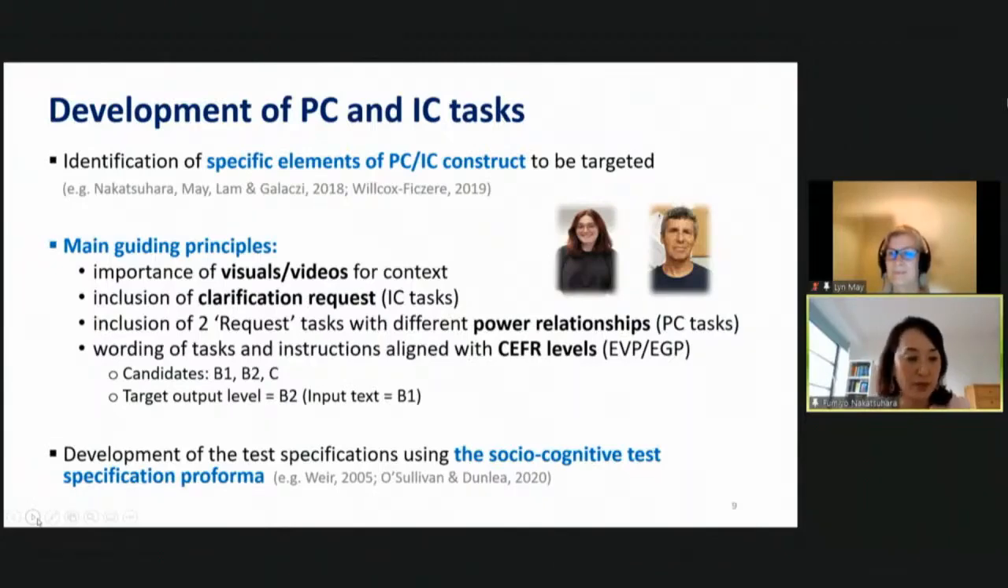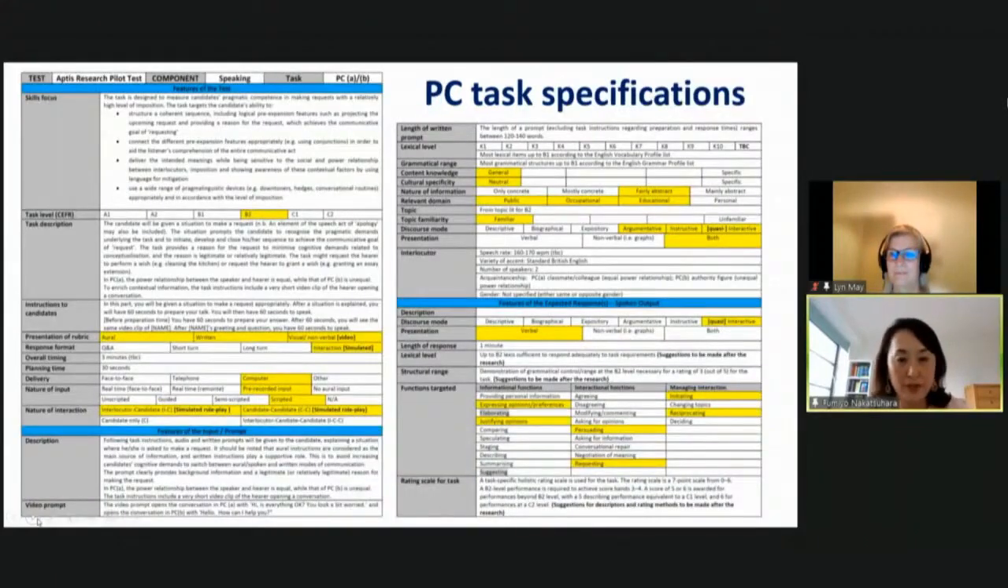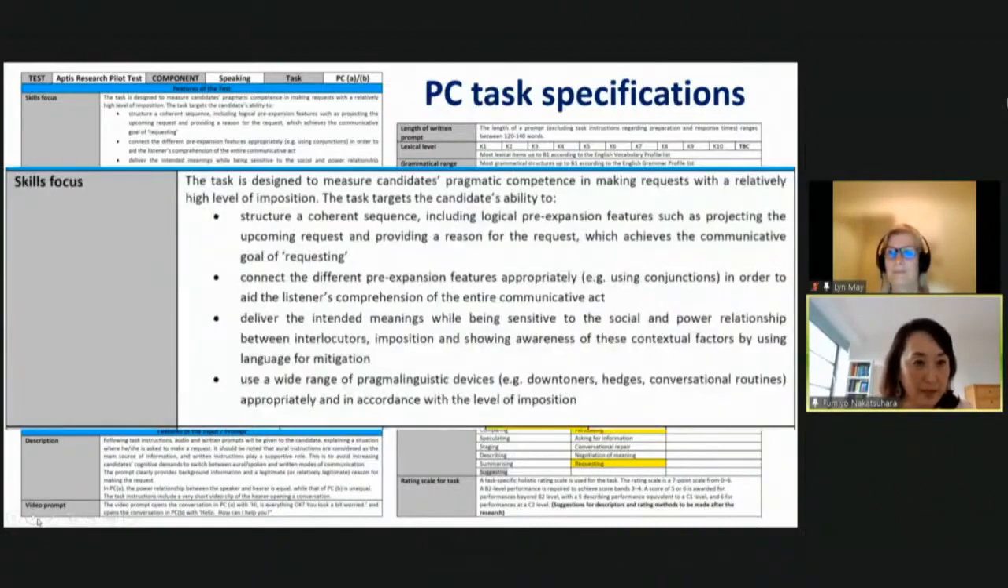Okay, we now want to show you the actual tasks, but before that, let me show you the specifications a bit. So we specified all parameters in using specification, socio-cognitive specification pro forma. And let me enlarge this part, okay? Skills focus. What we wanted to focus in the PC task was to measure candidates' pragmatic competence in making requests with relatively high level of imposition.